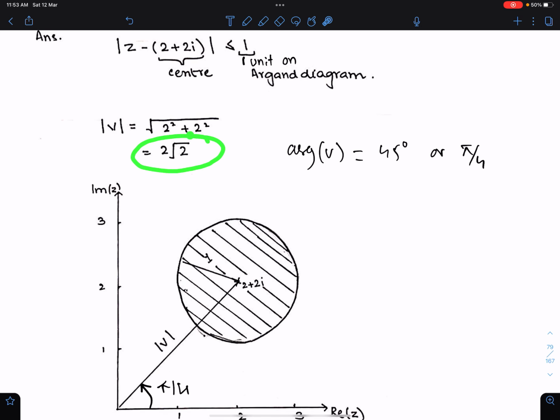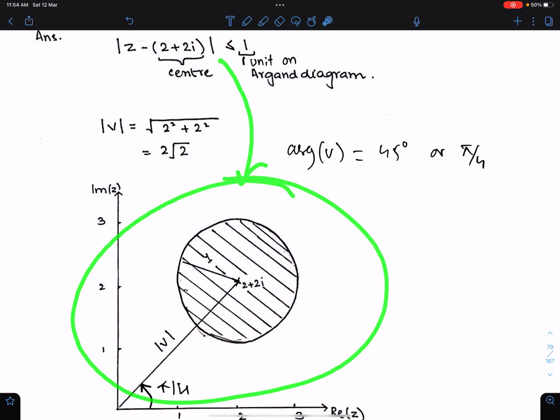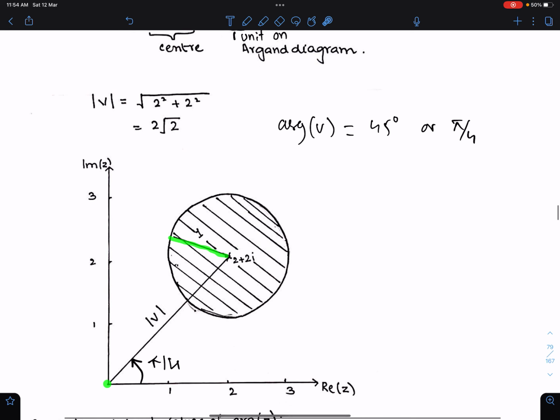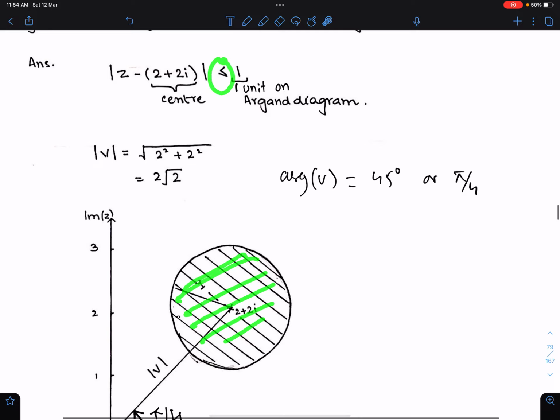This is the modulus of the center. And the argument of the center is either 45 or pi by 4 because center lies on y is equal to x. Here is the Argand diagram of this inequality. See, this is the center 2 plus 2i, this is the radius, this is the modulus of the center which is 2 root 2, and this is the argument of the center, and shade inside the circle because of lesser equal sign.